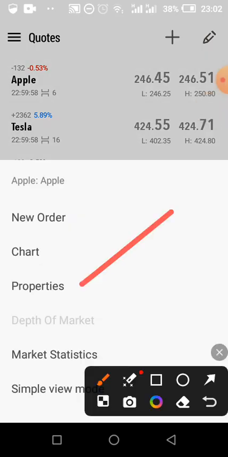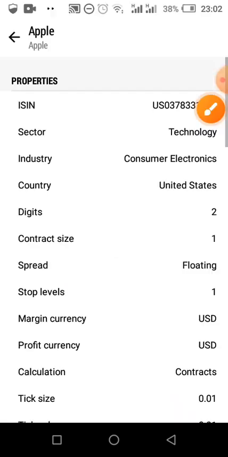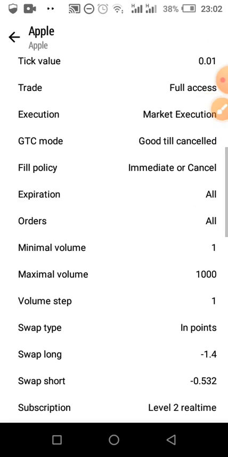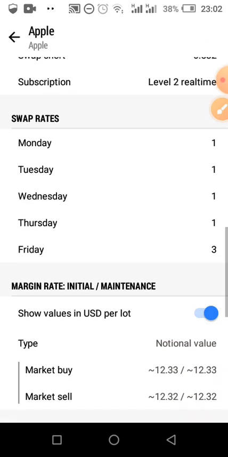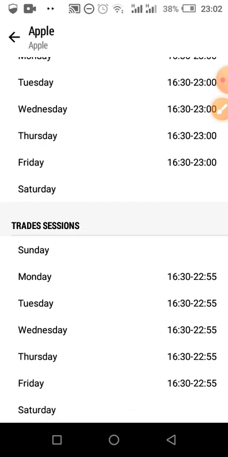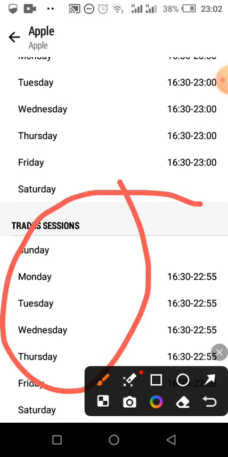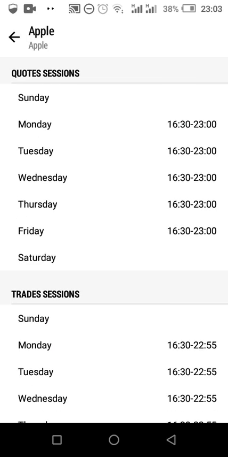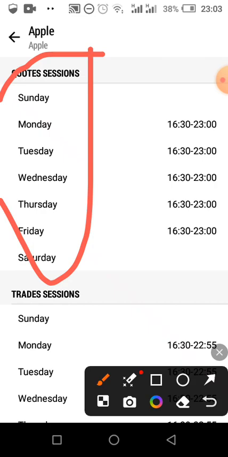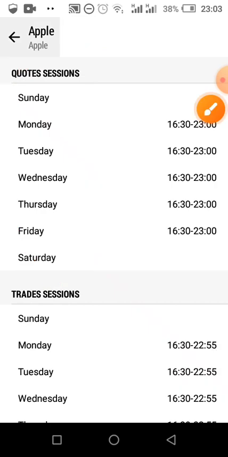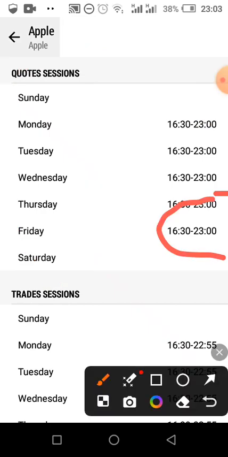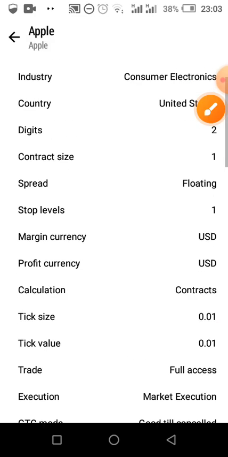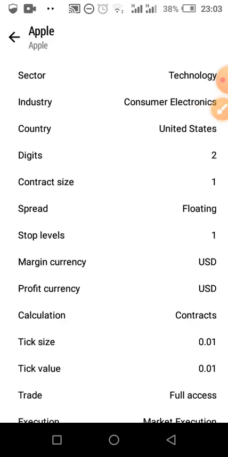But you can go to the properties of the instruments on your broker and check the trade sessions, and the end of the day is probably when your swap fees will be charged. Actually, I think maybe the quote sessions' end of day may be a better time to use. But you can always confirm with your broker by just asking support.